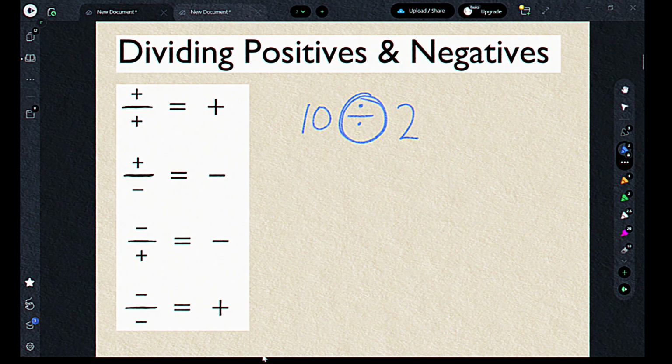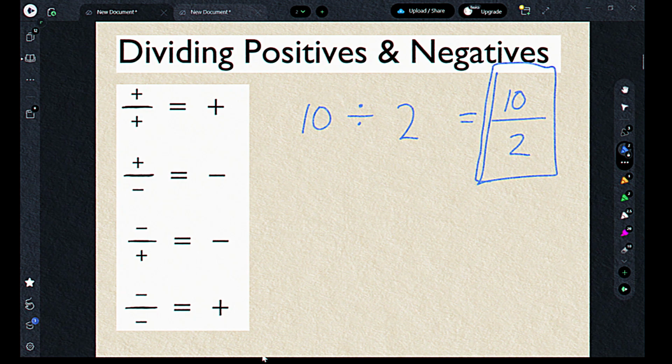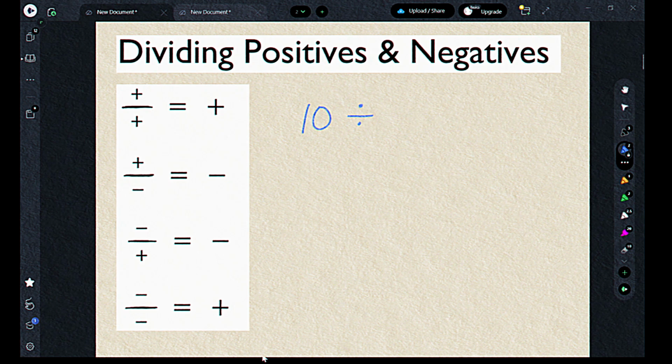However, we prefer to use a fraction. In case you didn't know, a fraction means divide. So the way I would write this using a fraction is like this: 10 divided by 2. And this is the way that we're going to be writing this. We prefer to use a fraction than the division symbol. So just want to point that out to you here as we look at our table over here.